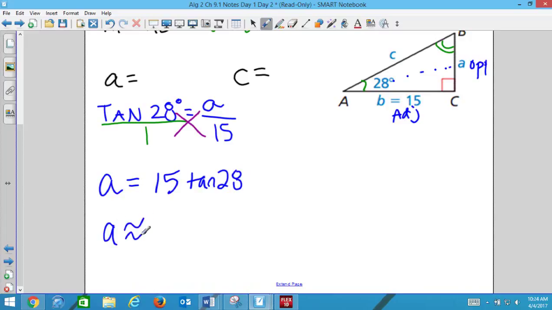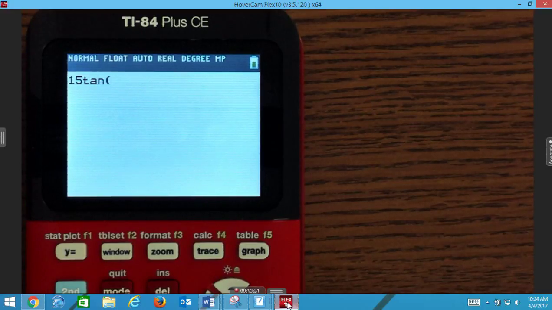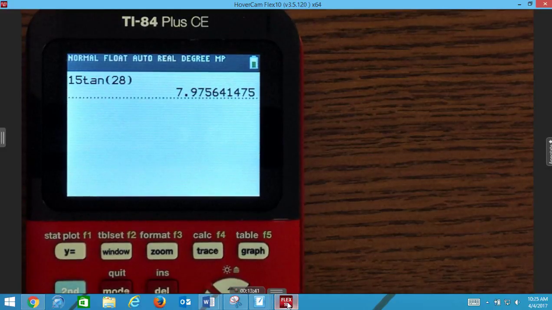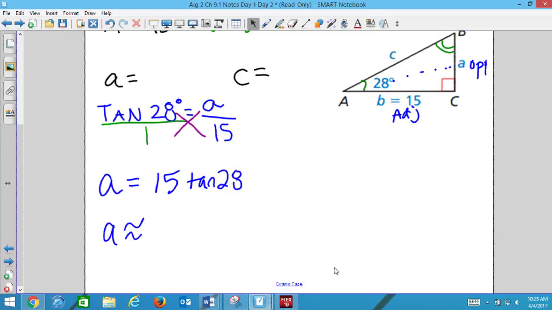And you will have to approximate this. I believe it is to the hundredth in your homework assignment. For the side length, they're going to do the hundredth in your homework assignment. So approximately 7.98. I didn't need to write it twice. I had that A equals at the top.